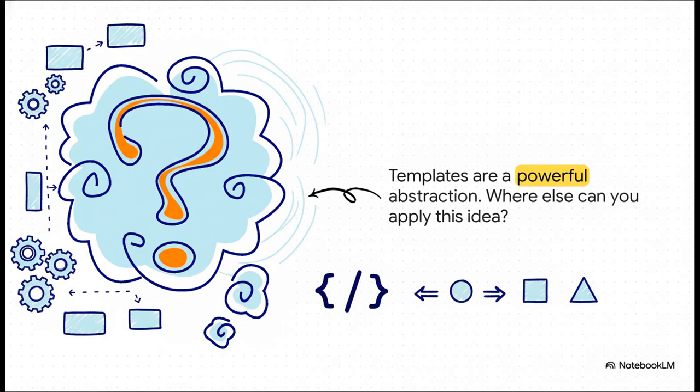At the end of the day, templates are a tool for abstraction. They let us write one set of instructions that can apply to so many different situations. It's all about thinking in more general terms, and that's what leads to more robust, more maintainable code. So the question I want to leave you with is this: where else can you apply this powerful idea of abstraction in your own projects?